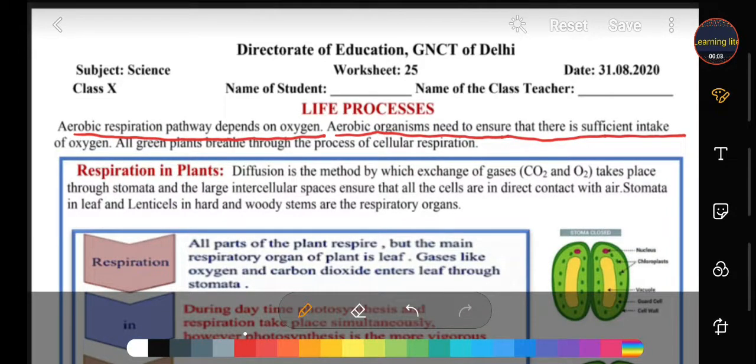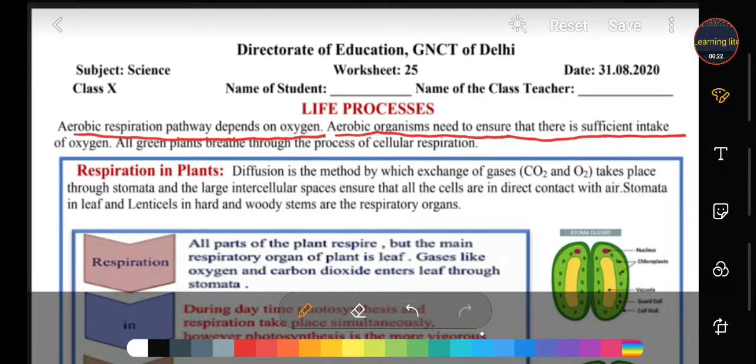Hello students, today we are here with our worksheet number 25 from the Directorate of Education, that is from our unit Life Process. Aerobic respiration depends upon oxygen, and an aerobic organism needs to ensure that there is sufficient intake of oxygen. But what about the plants?